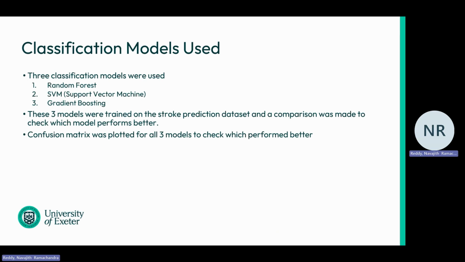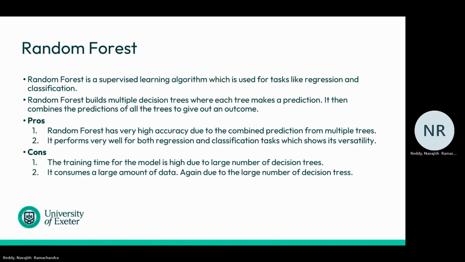So there were three classification models used: random forest, SVM, and gradient boosting. Random forest is a supervised learning model which works for both tasks like regression and classification. It basically builds multiple decision trees where each tree makes a prediction. It then combines all the predictions to give out an outcome. You can go through the pros and cons here.